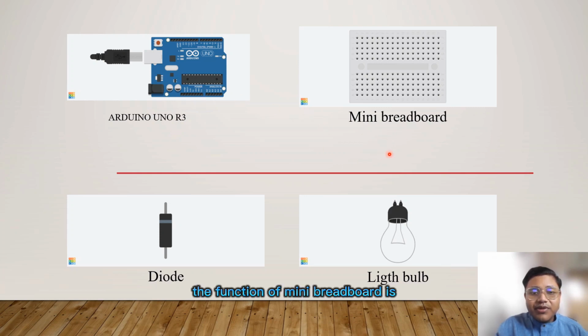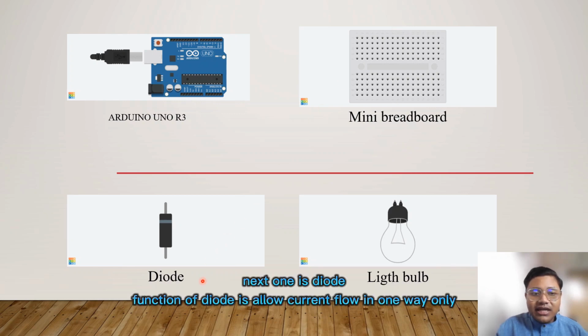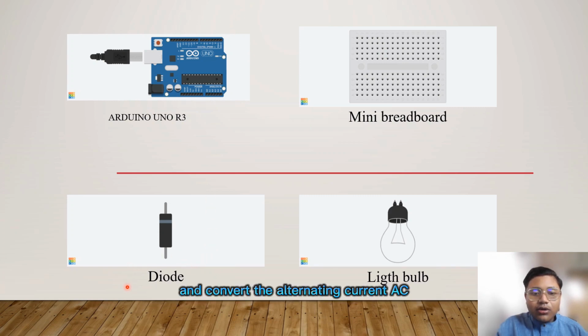The function of mini breadboard is to minimize the number of wires used in a circuit and to make the circuit visually tidy. Next one is diode. Function of diode is to allow current flow in one way only and convert the alternating current, AC, to direct current, which is DC current. So the last feature in this slide is light bulb.